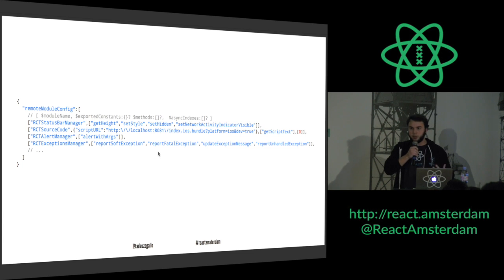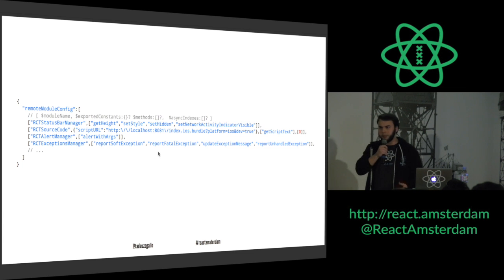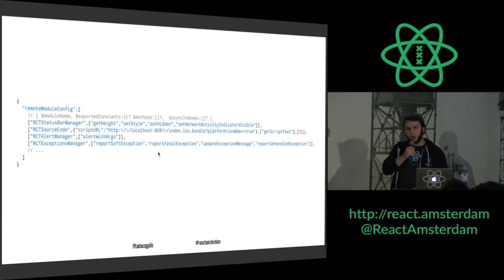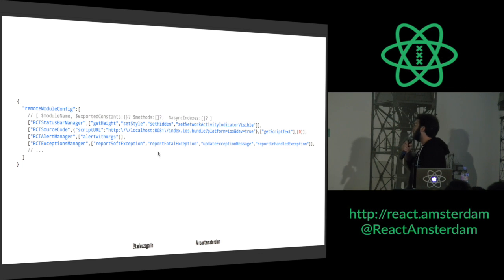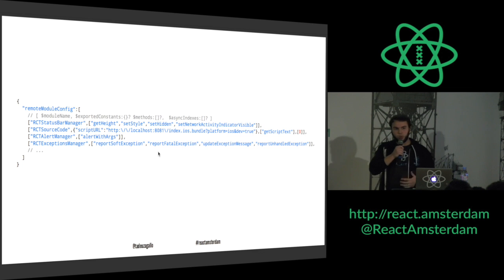That information is important because the JavaScript will use it to create the object at runtime. So when you require a native module and you call a method on it, that object has never been written. JavaScript just goes through this configuration and creates the object at runtime with placeholder methods that will call back to native.